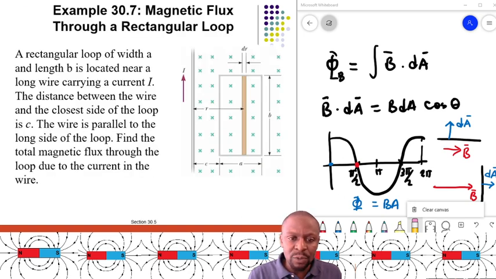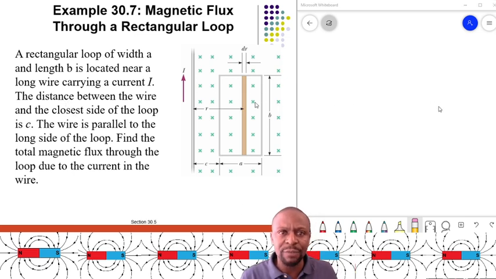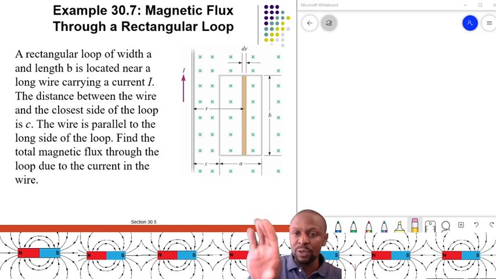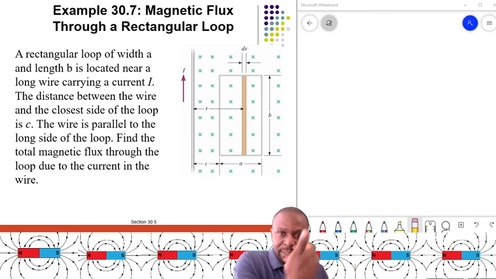Now, let us also do the following quick example. This example is for the magnetic flux through a rectangular loop. A rectangular loop of width A and length B is located near a long wire carrying a current. The moment we know there is a current there, we are able to calculate the magnetic field at a certain point. The current is going up, therefore the magnetic field must be into the board on this side.